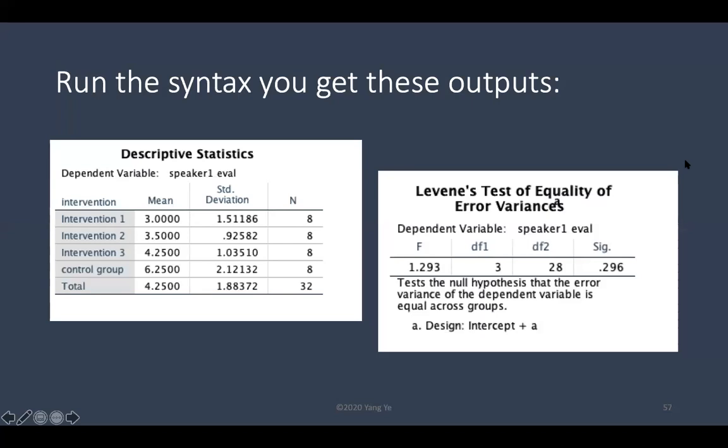The first bit is the descriptive statistics. It gives you the mean and standard deviation. That's straightforward. You can also see Levene's test of equality of error variances. This Levene's test is a test of homogeneity of variance across the 4 groups. Before, remember, we did the test across 2 groups, and now it's doing it across 4 groups. Again, if it's not significant, that means there is equal variance, so we can continue.